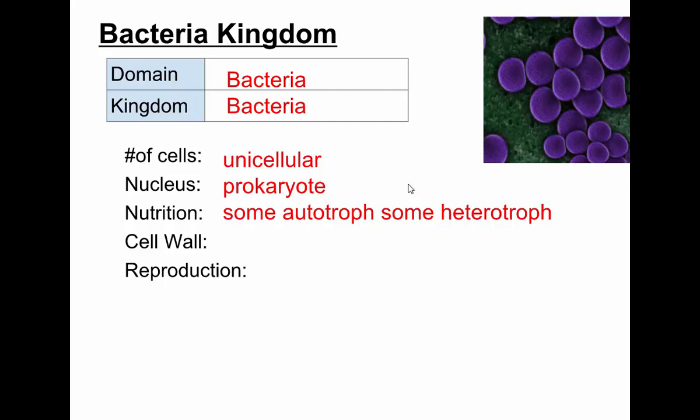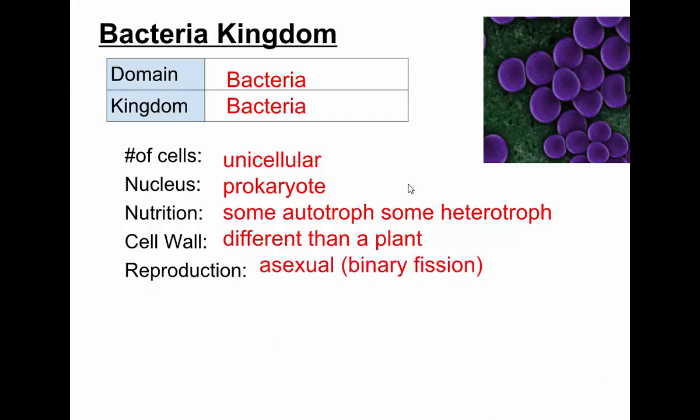Now, like a plant cell, bacteria have a cell wall around them. It's kind of a different type of cell wall, made of different material. Do you remember what plant cells' cell walls were made out of? What material? Cellulose. Oh, yes. Cellulose. Bacterial cell walls are made out of other material. They also reproduce asexually through binary fission, like we just learned about.